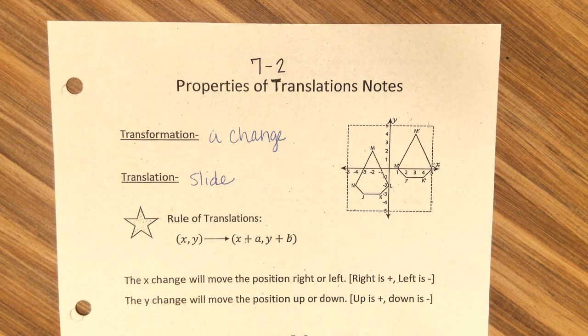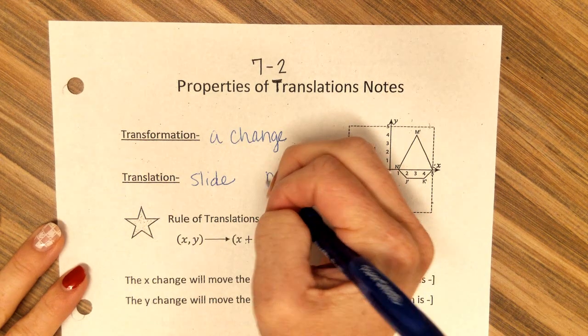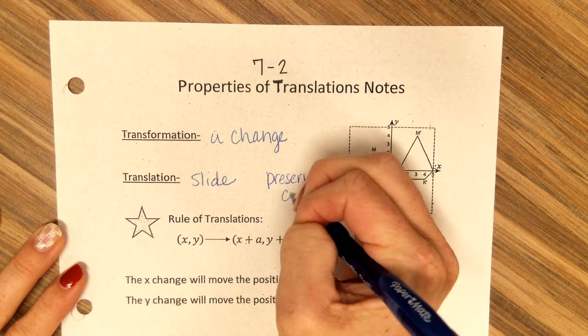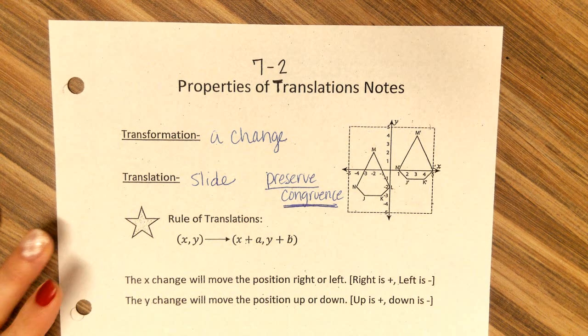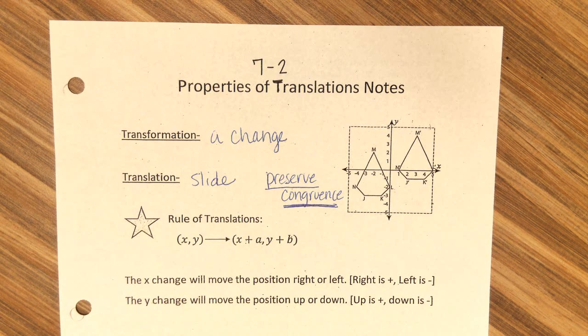Does a translation change the size of a shape? No. Does it change the shape? No. All it does is change the location. And to say that, and guys, I'm giving you an answer to your assignment, so write this down: translations preserve congruence. What does that mean? They keep it the exact same. Same size, same shape. All it does is slide the figure. It can slide it right, left, up, or down, or it can do multiple things. It can go up and right.